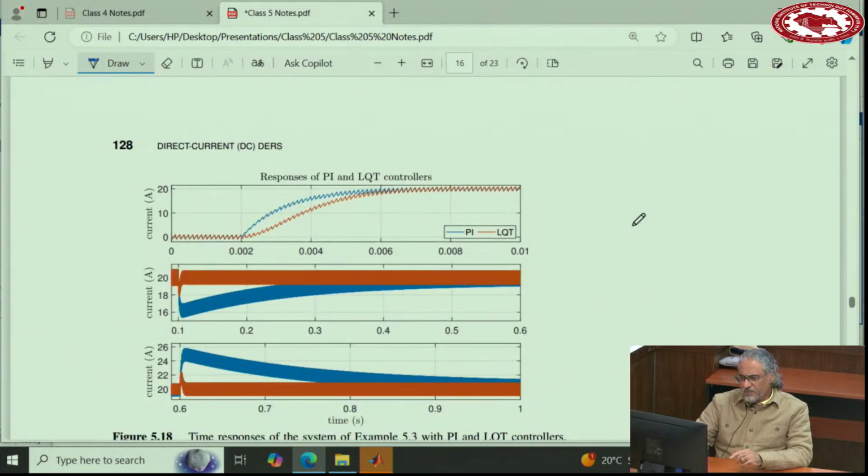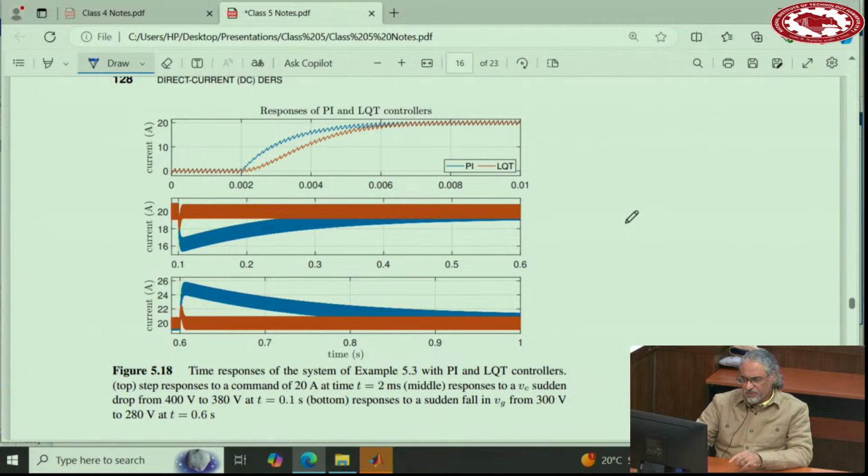Now, look at the responses here, and let's discuss this diagram and see what is happening. The blue one is the response of the PI controller that we discussed, and the red one is the response of this optimal controller. Here is when you apply a command from 0 to 220 amperes. The PI goes up, the LQT goes a little slower with some reluctance, but it goes up and eventually gets there. And the time constants, or at least the settling times, are close. But here is the thing.